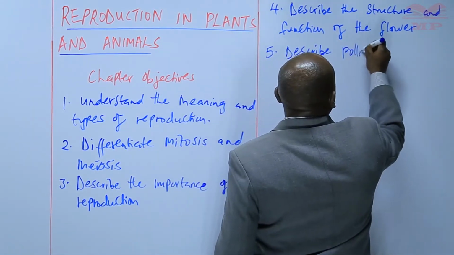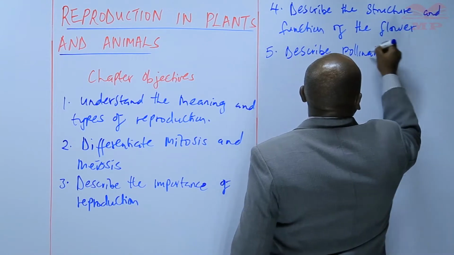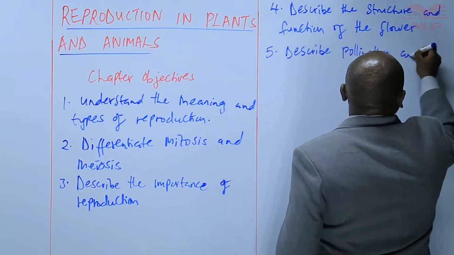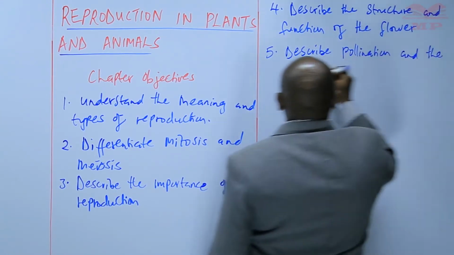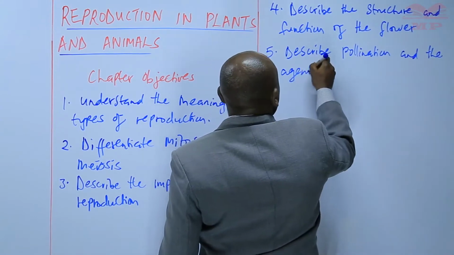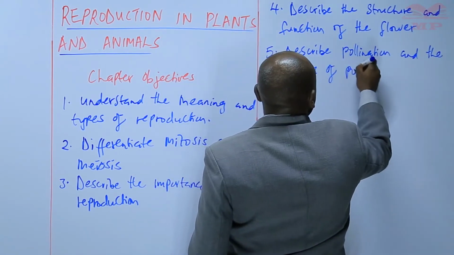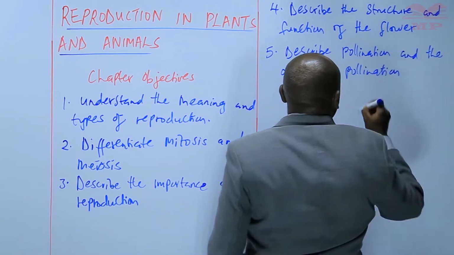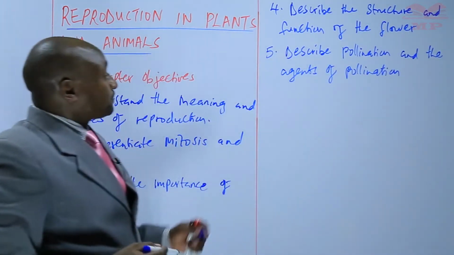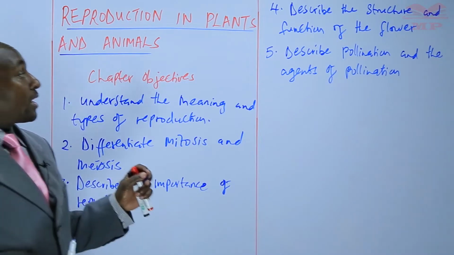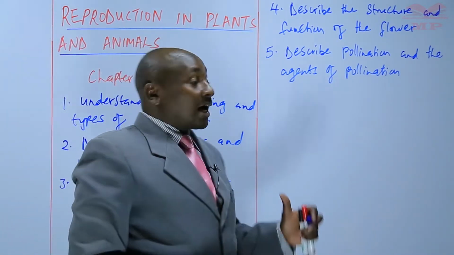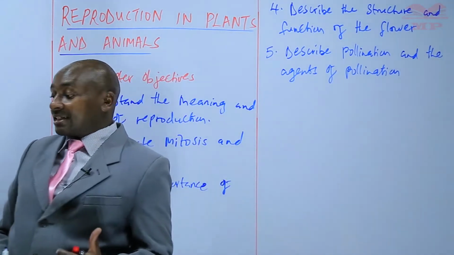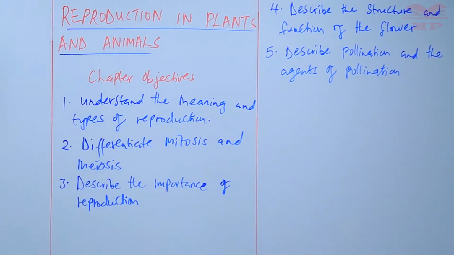Chapter objective number 5 is to be able to describe pollination and the agents of pollination. So we need to understand how pollination occurs and what are the various agents that are used in pollination.